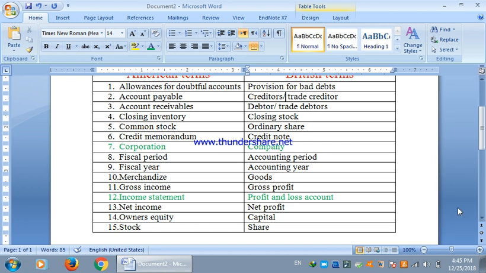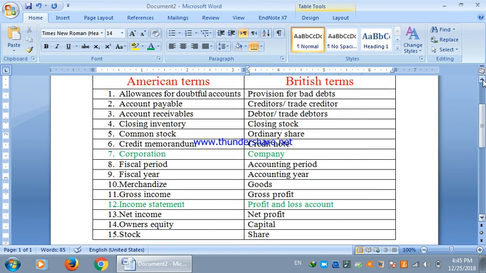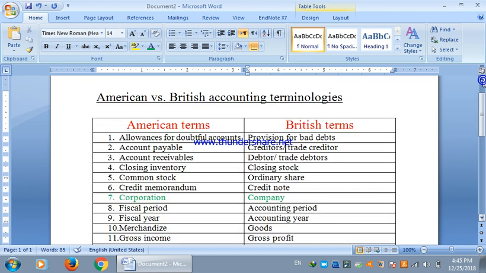So there are a lot of other terminologies which are used differently by the American and the British, but they have the same meaning. These are some important terms that one needs to keep in mind: there is no difference between the concepts. There is only a difference in the terminologies.